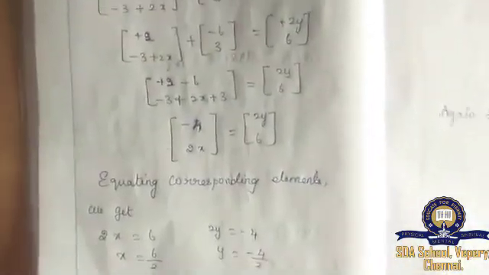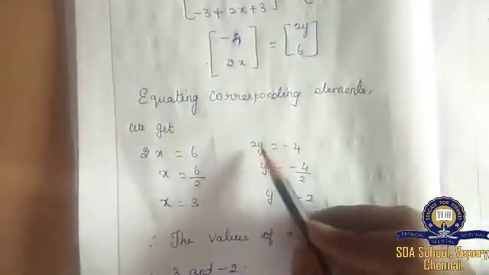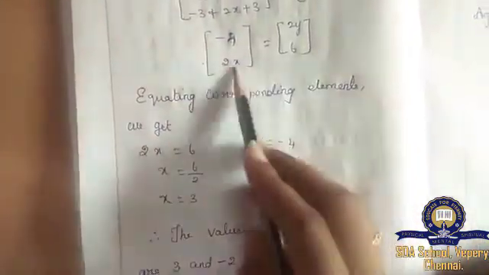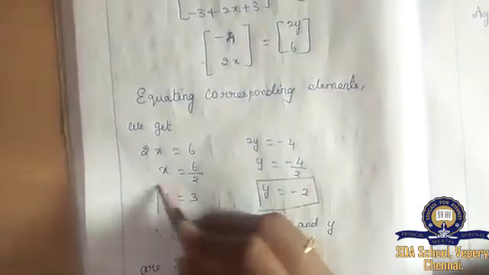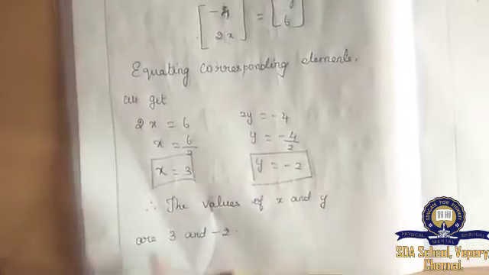How to solve the equal matrix? We have to equate the corresponding elements. Now what will happen? Minus 4 is equal to 2y. So can I equate it? What will happen? 2y is equal to minus 4. So the answer will be y is equal to minus 2. If you equate x, 2x is equal to 6. Your answer will be x is equal to 3. Now we can say the values of x and y are 3 and minus 2.